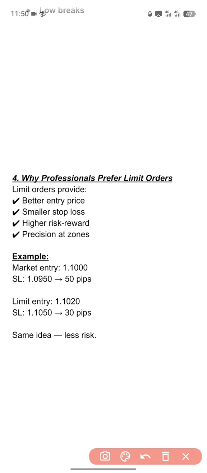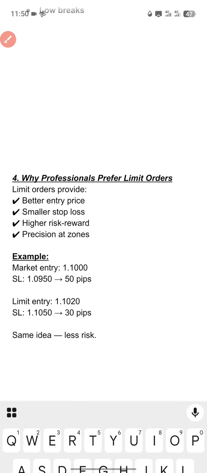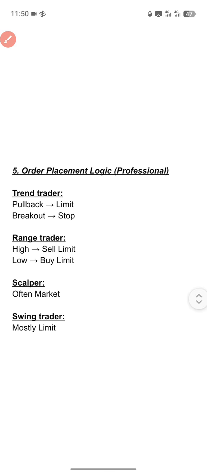Now let's move to the next aspect. Now we have order placement logic. Professionals use limit orders for pullbacks, and then stop orders for breakouts. Trend traders actually use that way of trading. Now we have range traders as well. Range traders: high is equal to sell limit, and then low is equal to buy limit.